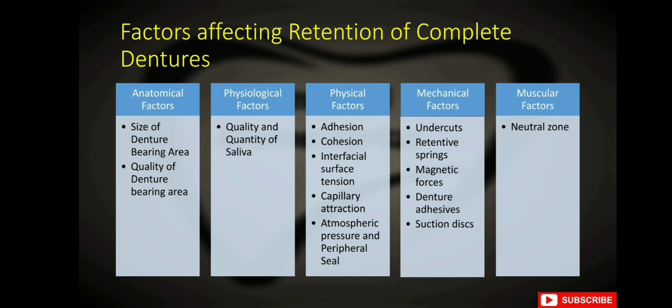Various factors which affect retention of a complete denture prosthesis. So it includes anatomical factors such as size of denture bearing area and quality of denture bearing area. The physiological factors which are related to the quality and quantity of saliva. Various physical factors such as adhesion, cohesion, interfacial surface tension, capillary attraction, and atmospheric pressure and peripheral seal. The mechanical factors like presence of undercuts, retentive springs, magnetic forces, denture adhesives and suction disc, and muscular forces which are related to the neutral zone area.